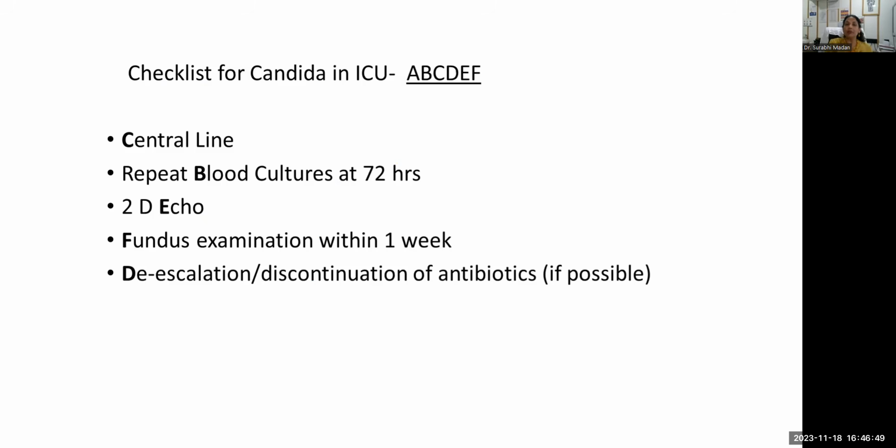So what are called performance measures or the checklist for Candida in the ICU? You have antibiotics which should be stopped if you do not need them. And then you have to repeat blood cultures at least at 72 hours, not later than that. Central line should be removed as early as possible. And echo should be done to rule out Candida infective endocarditis, because we know that Candida metastasizes to the valves very commonly. Fundus examination should be done at least within a week to rule out Candida endophthalmitis, and de-escalation or discontinuation of antibiotics if possible.